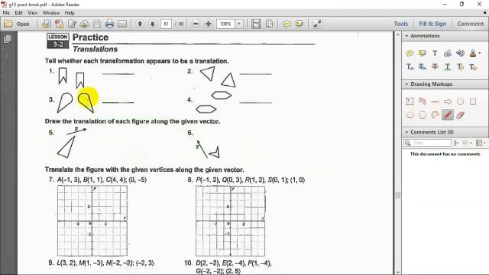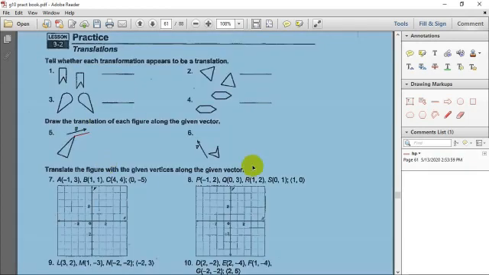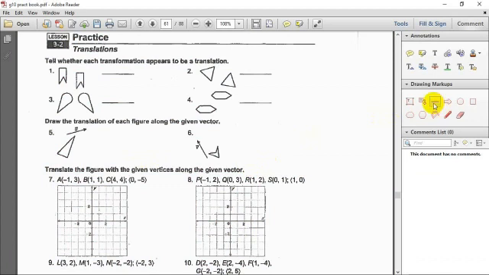Draw the translation of each figure along the given vector. How are we going to do this? We said that we're going to make parallel lines from each vertex. So I'm going to make a parallel line like this. And here also a parallel line like this. Here we're going to make a parallel line from the vertex, and another parallel line from here, and a parallel line again from here.